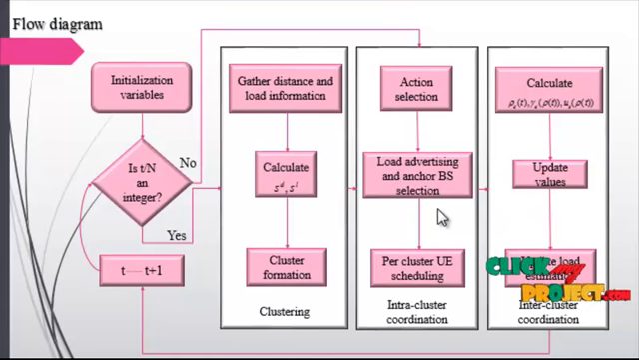The extensions can be categorized into two subgroups, and for the intercluster coordination we will calculate the row of t and u of t. Here we update the values and finally update the load information. Finally, we calculate the cumulative distribution function and then the cost of the average base station. So this is the overall flow diagram of the process.